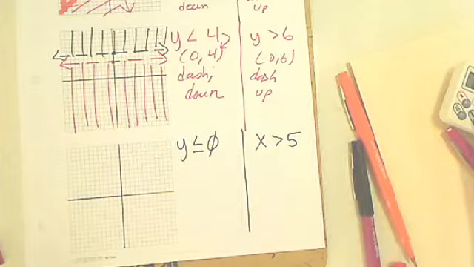Y is less than or equal to 0. Good. Wrap it up. X is greater than 5. Remember that each of the equations only has a single number or letter. There's no y here, so what value do we have?